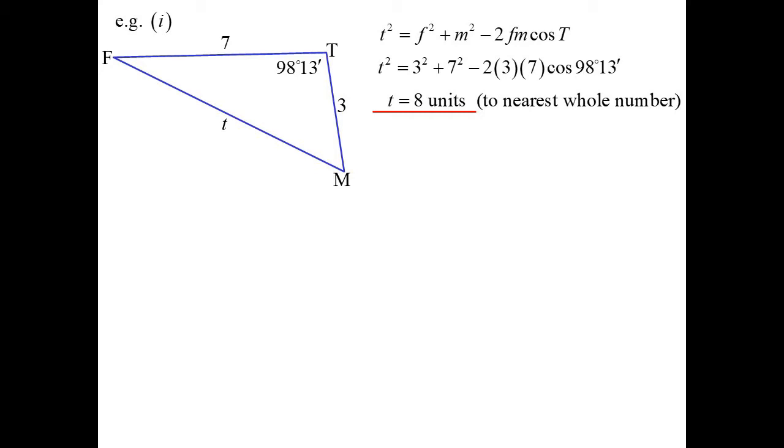So 8 units to the nearest whole number. Why did I do it to the nearest whole number? Well, because the question had their sides to the nearest whole number. So if they don't give me an idea of how to round off, I'll match what the question says.